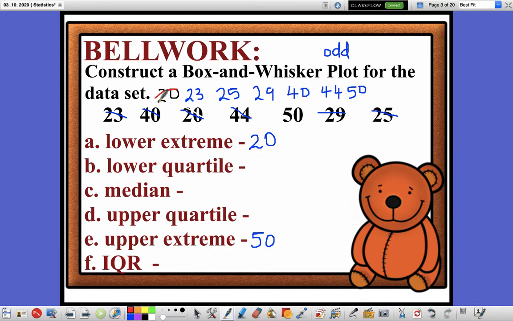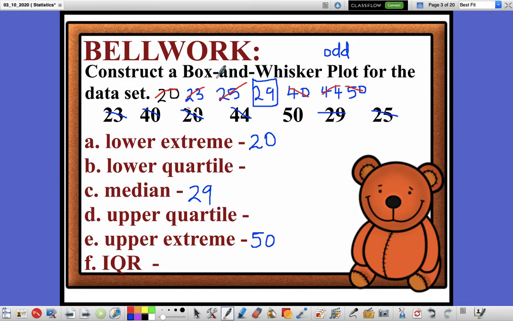You cross out this side, you cross out this side, you cross out this one, you cross out this one, you cross out this one, you cross out this one. So the number that remains becomes my median. So my median here in this case is 29.